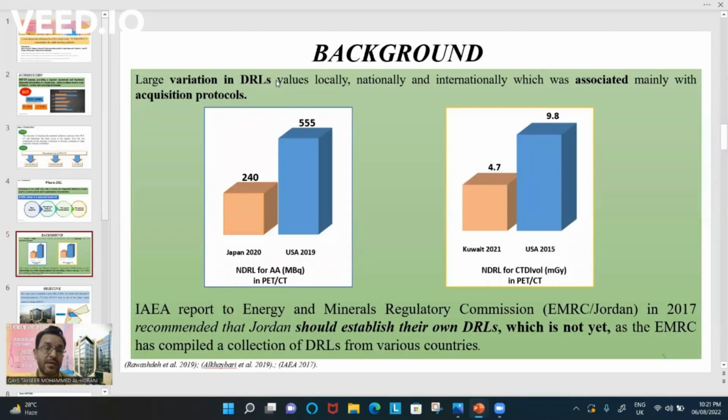As background to our study, we noticed that there is a large variation in DRL values locally, nationally, and internationally, which was associated mainly, according to many authors, with the acquisition protocols. Why do we need to establish local DRLs in Jordan? According to the recommendation from the IAEA, in their report to the Energy and Minerals Regulatory Commission in Jordan in 2017, they recommend that Jordan should establish its own DRLs, which has not yet been done.